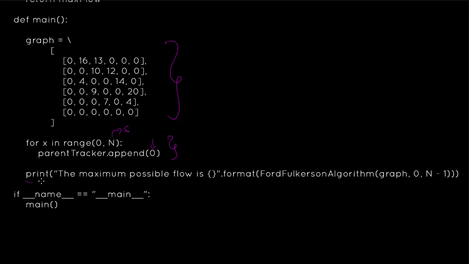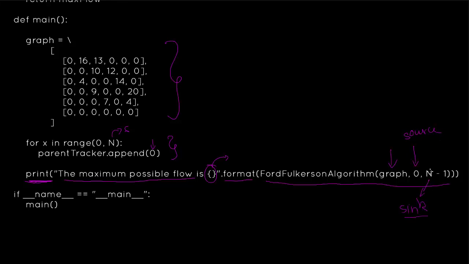So basically populate the parent tracker with 6 elements because I want to use them later. Next, I'm going to call this print function, and along with that I'm going to say that the maximum possible flow is this. Then I'm going to replace this value with the formatter, and then we're going to call the Ford-Fulkerson algorithm function, pass into it a graph, pass into it the 0, which is the source, not the sink. This is the source and this is the sink, because n is equal to 6 but n minus 1 is 5, so that's what we're going to pass in. Let's go to what this function actually does.